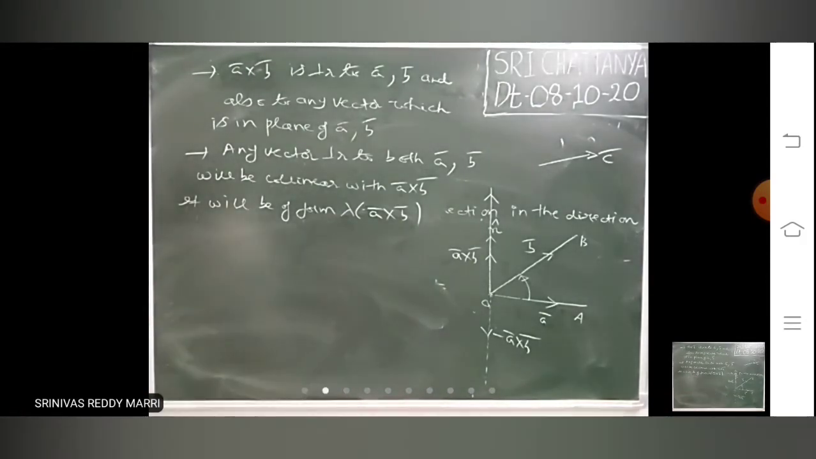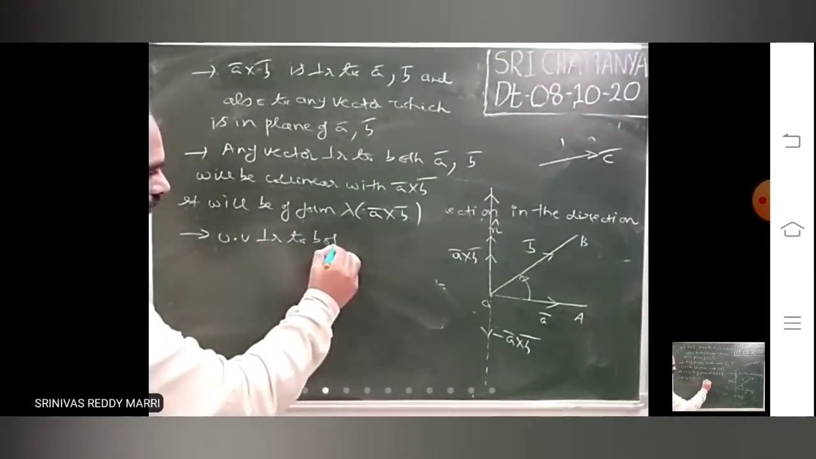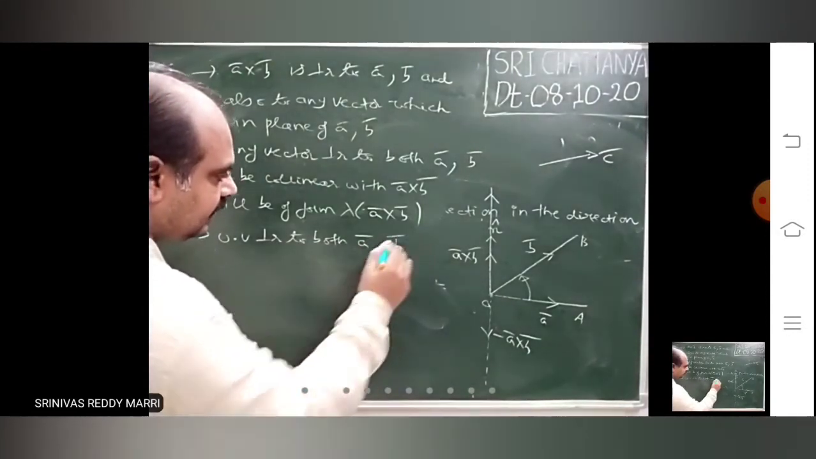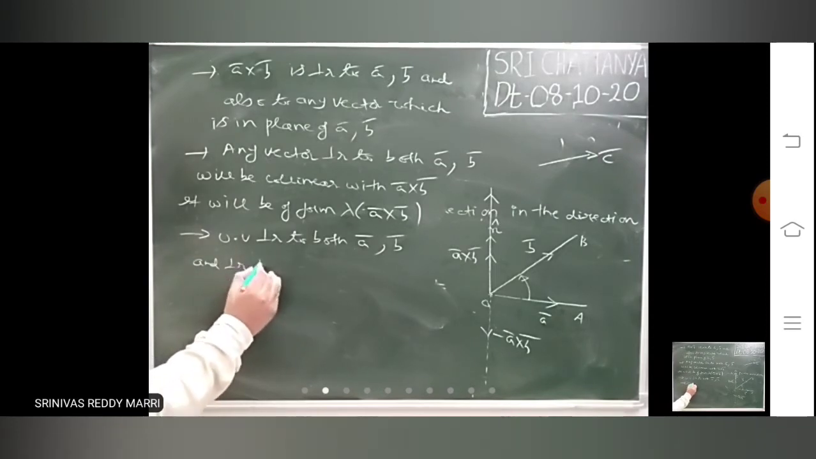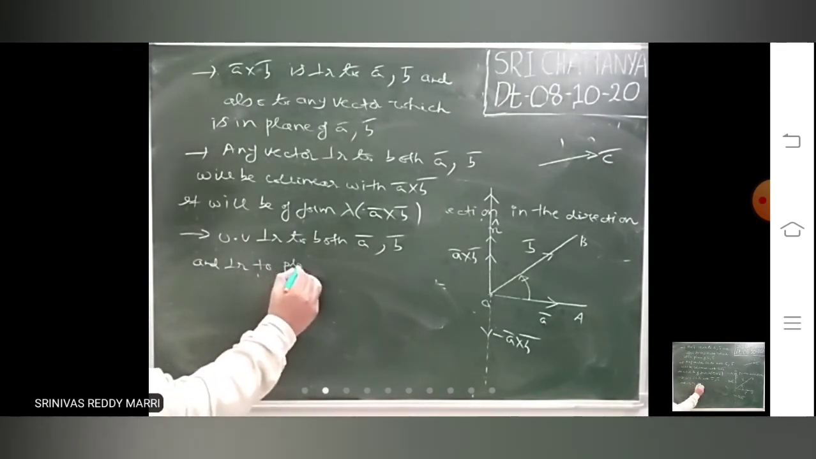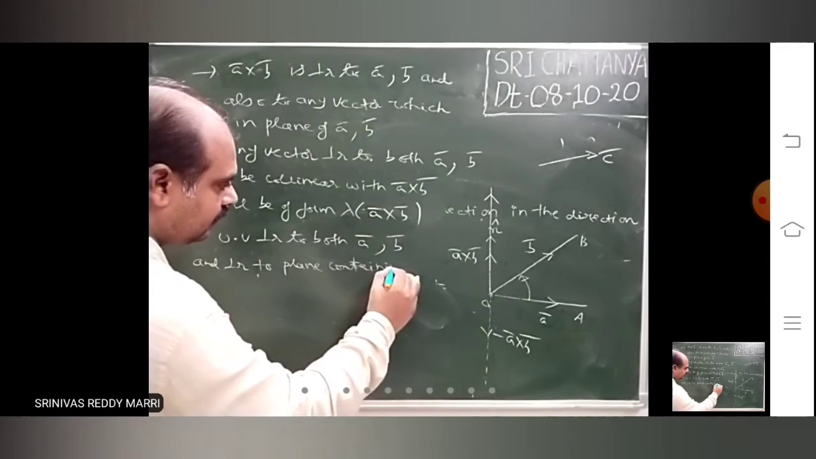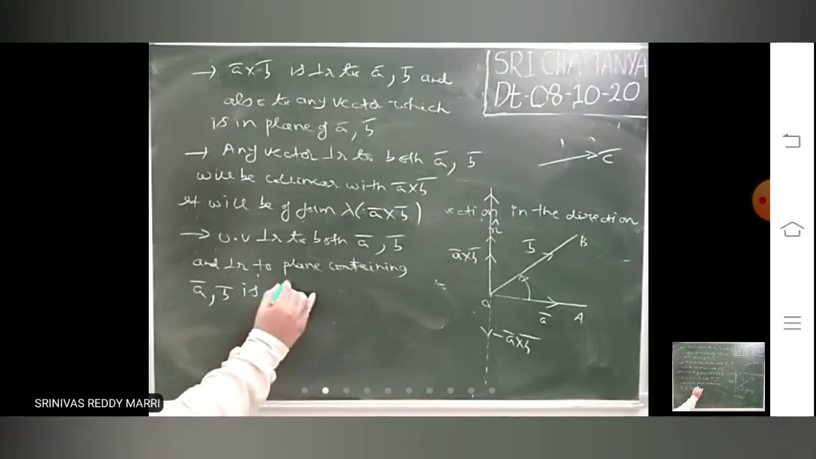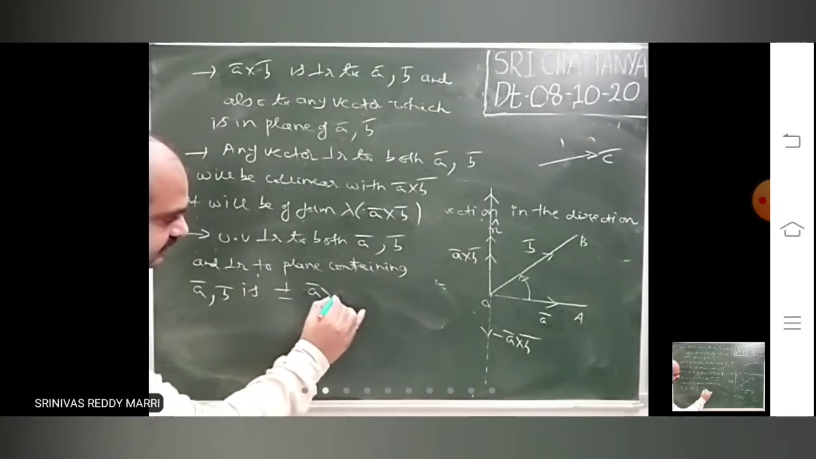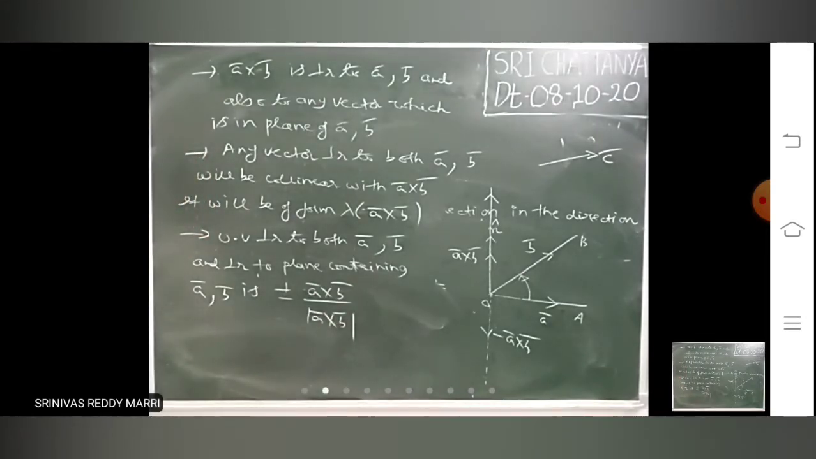Next, unit vector. The unit vector perpendicular to both A bar, B bar, and perpendicular to the plane containing A bar, B bar, is, the formula is plus or minus A bar cross B bar divided by modulus of A bar cross B bar.